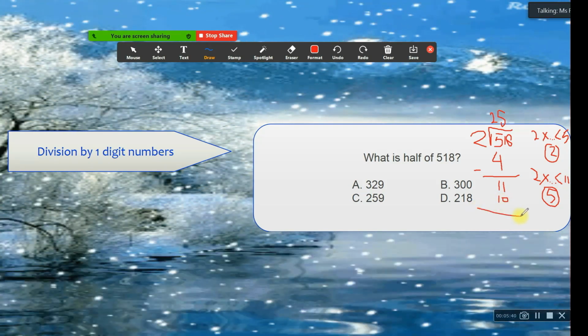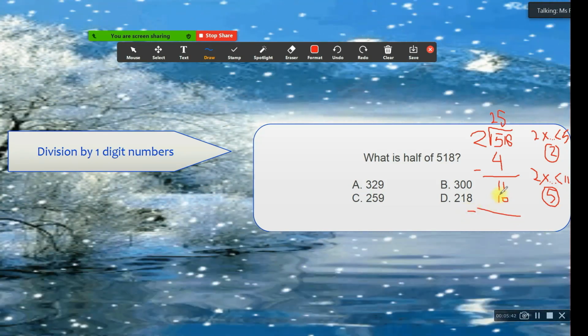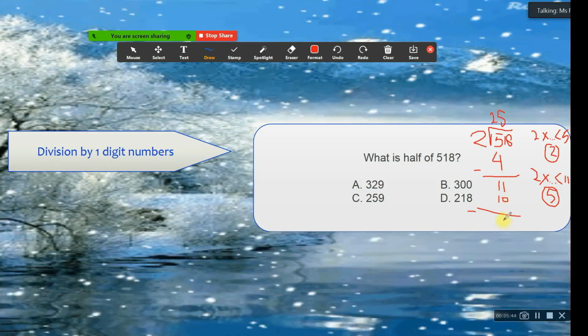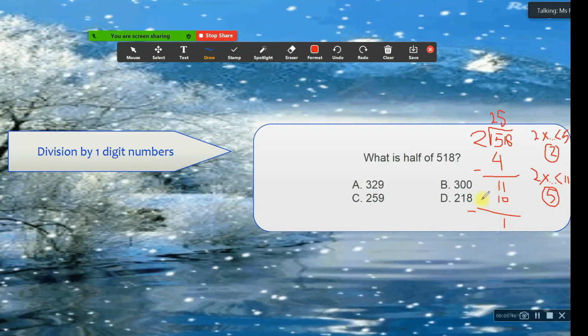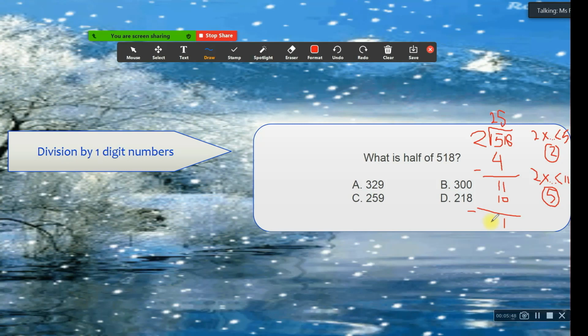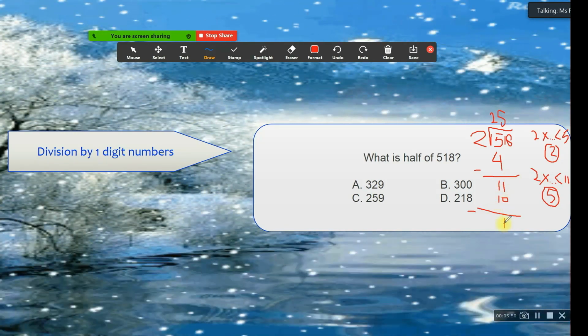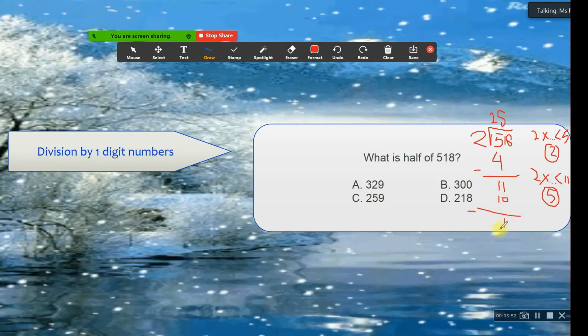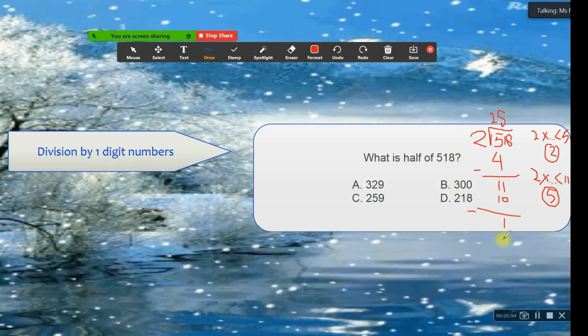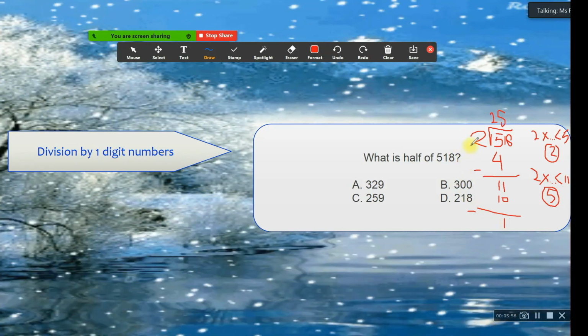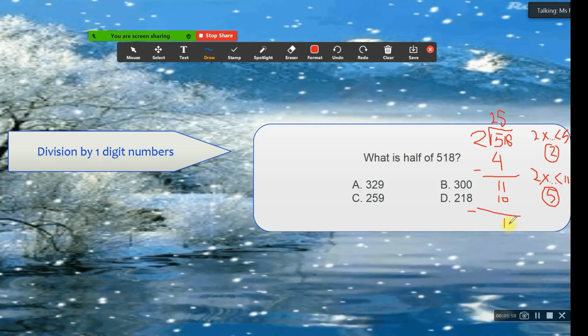After this, we can minus. 1 minus 0 becomes 1. 1 minus 1 becomes 0. After this, we can look at 1. 1 divided by 2, it cannot. So we can drop 8.